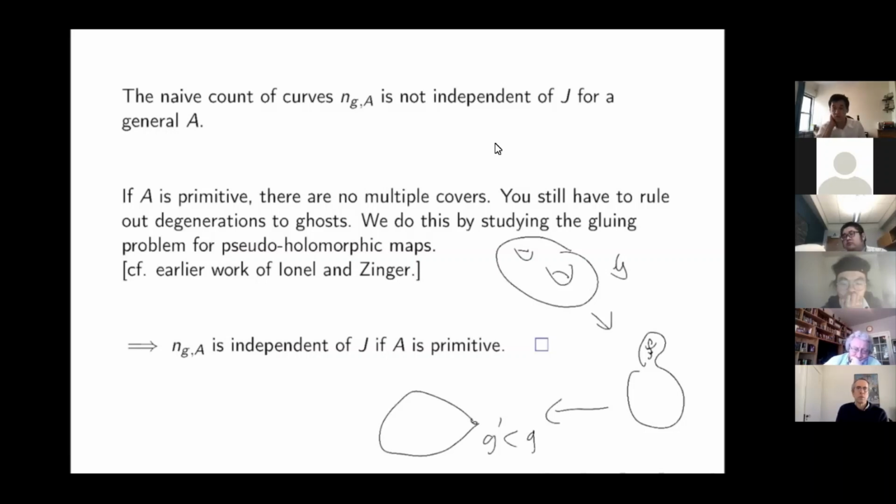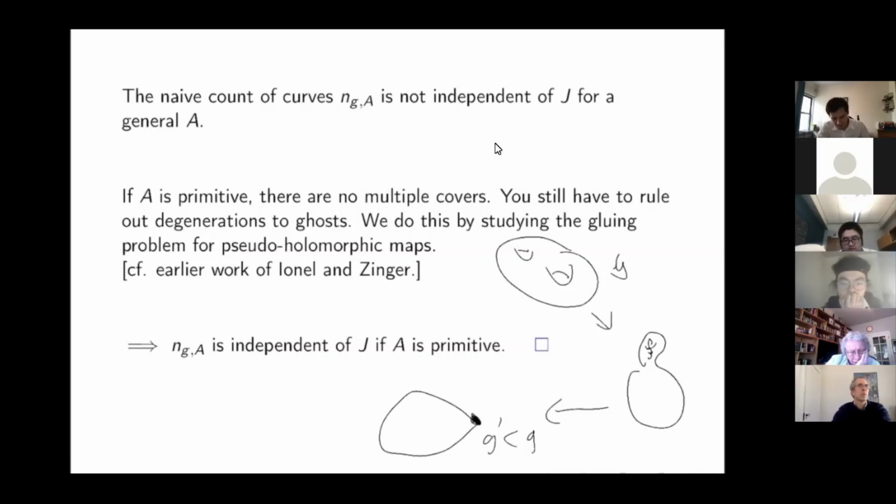So you still have to rule out that this happens if you want to really show that each of these numbers NGA is invariant. But this you can do by essentially what you have to prove, that when this happens, this limiting curve here has to have a cusp or some sort of singularity. But this is again a non-generic phenomenon, because for generic J, all curves are embedded.